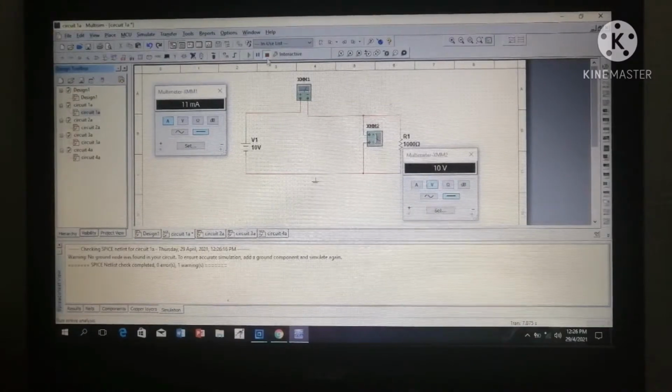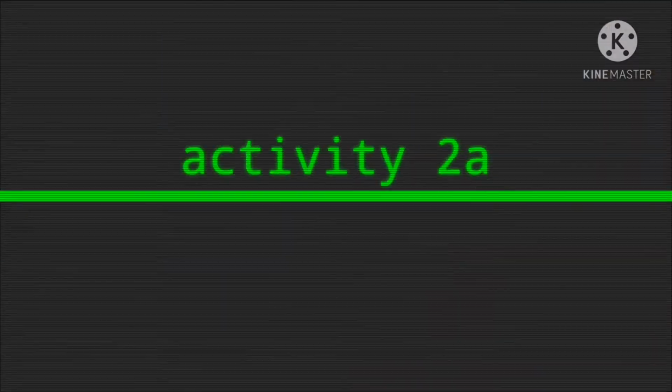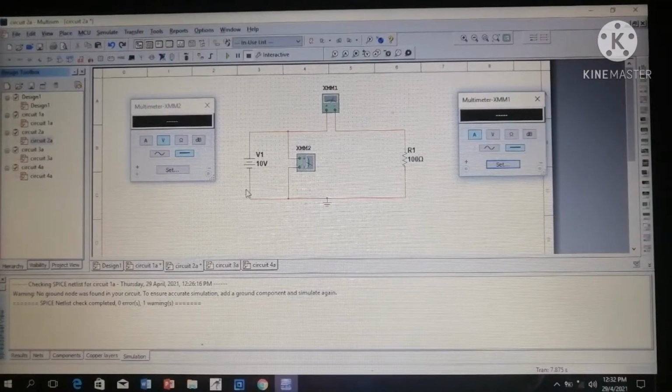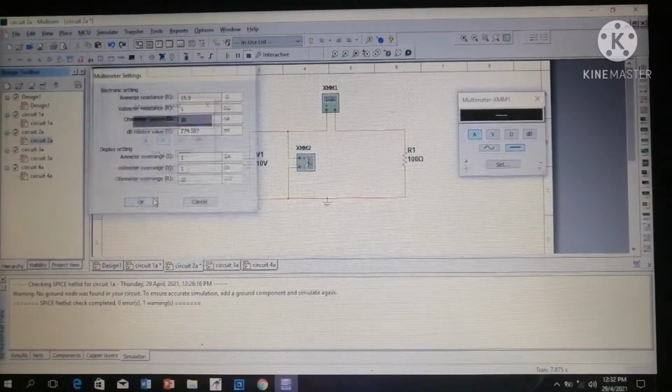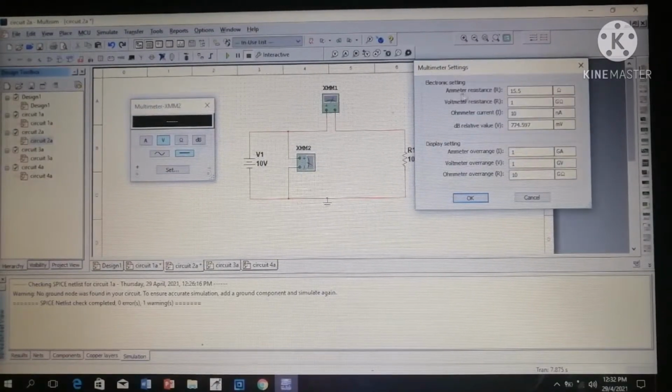Alright, so that's all for the activity 1A. Alright, so for the activity 2A, we need to connect the circuit based on the figure 1.2. So we have here DC voltage, that is 10 volt as a value. We have the resistor and 2 multimeter, that is to measure the voltage and then to measure the current. Don't forget to change the ammeter resistance based on the instruction given in the lab sheet. Change to 15.5 ohms, and also change this ammeter resistance to 15.5 ohm.